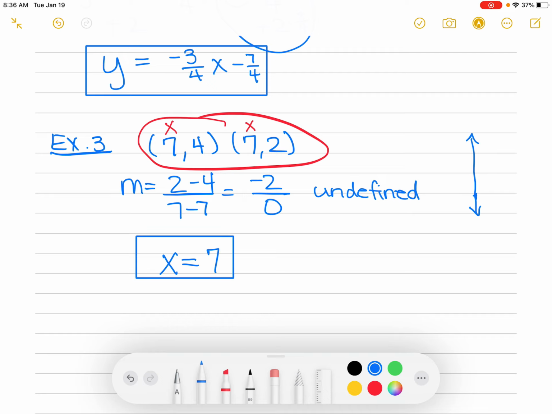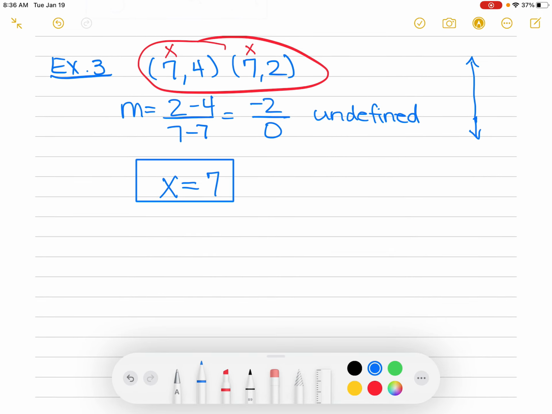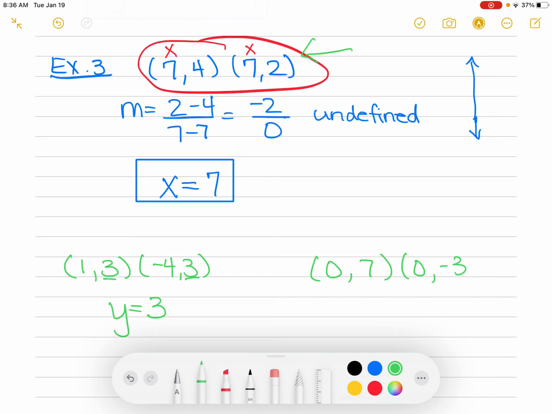An easy way, on all of these, before you write out your equation, is to look at your points and see if your x's or y's match. If I have 2 points where I have (1, 3) and (-4, 3), I really don't have to do anything because I see my y's match. So this is going to be y equals 3. If the x's are matching, then that tells me my x's are the same, so I'm going to get x equals 0. This is how you would figure these out.